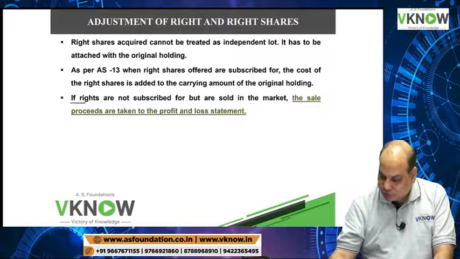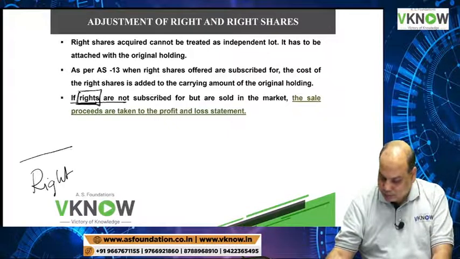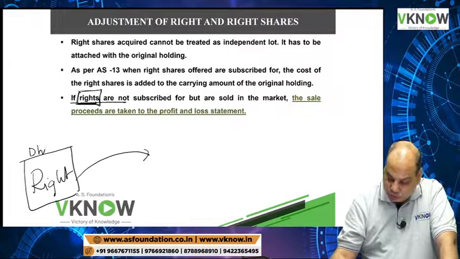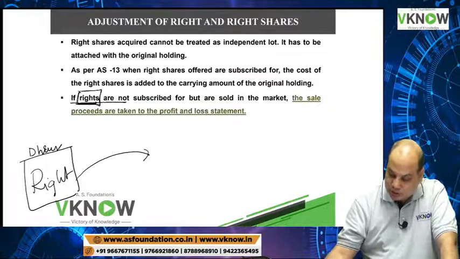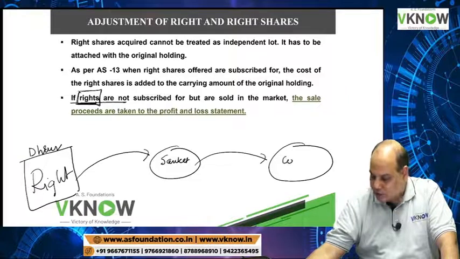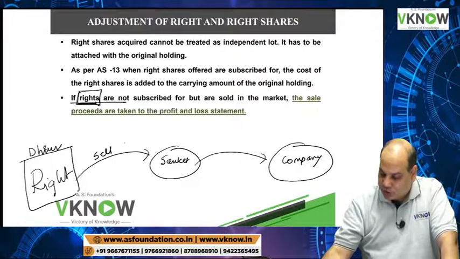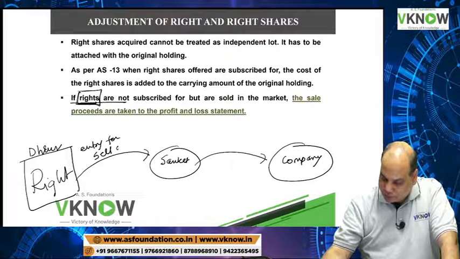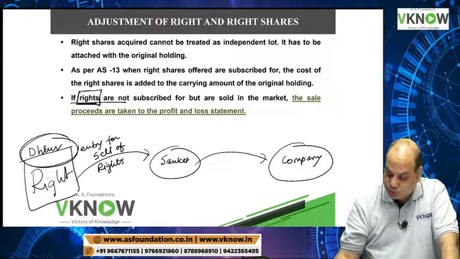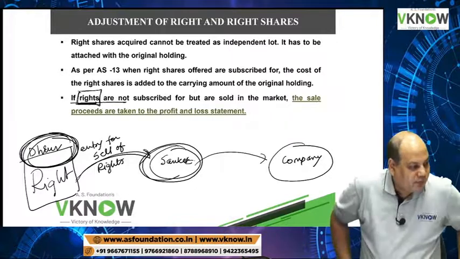But now there is a problem. The investor can sell the rights. This right is one separate instrument, and you can sell it to others. Suppose Dhruv gets the right, then Dhruv can sell it to Sanket, and then Sanket can apply to the company and purchase the share from the company. So my question is, what is the entry for sale of rights in the books of Dhruv? That is the issue. In the books of Dhruv, the one holding the right, when he sells to Sanket, what entry will he pass?